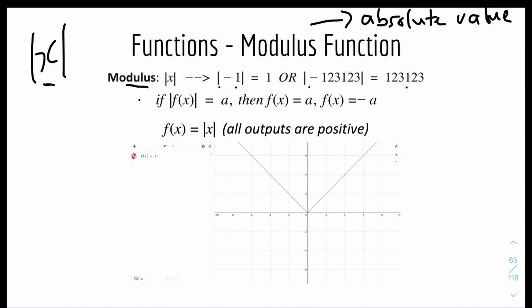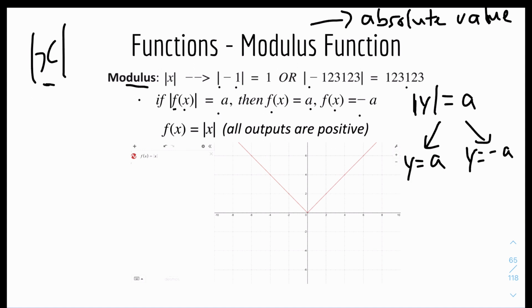And one thing to note is that if you have a modulus symbol around a y value, or f of x, and that equals a, then f of x equals a and f of x equals -a, because there are two scenarios here. You can either have y equals a, where you just get rid of the modulus sign, or y equals -a, where you times one side by negative and get rid of the modulus symbol.